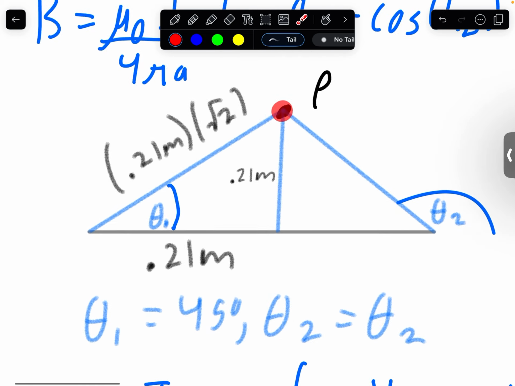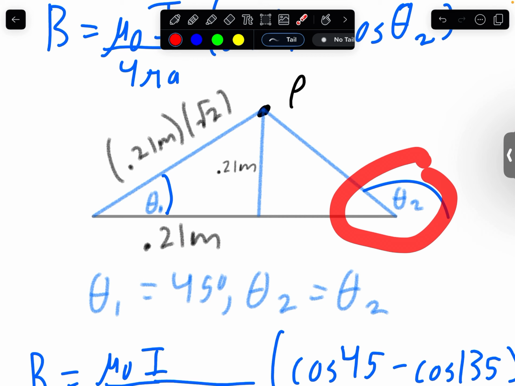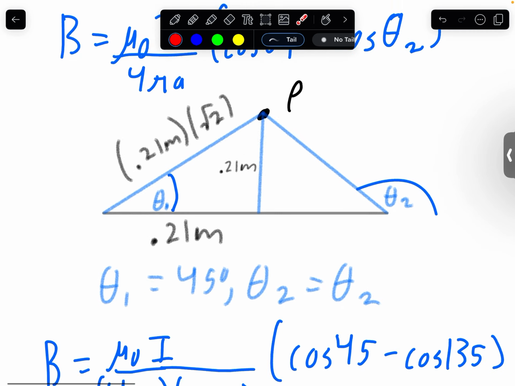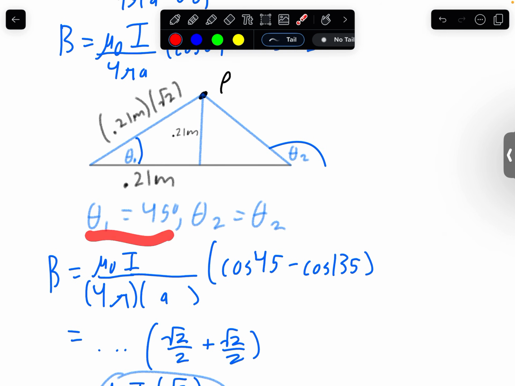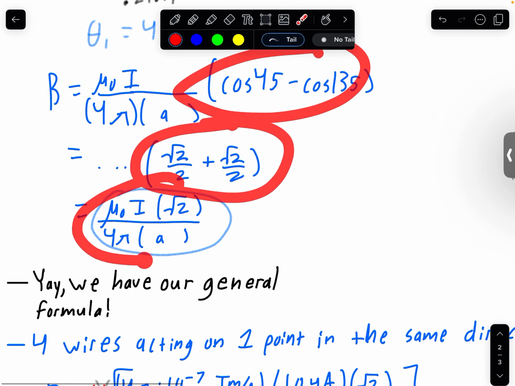So our angle, this is a 45, 45, 90 triangle, very familiar. The angle here is 45. What we actually want at this point is not the interior angle, but the exterior one. Okay, so theta 1 equals 45 degrees, and theta 2 equals 135 degrees. Plug those in right here, simplify those, simplify even further for this.